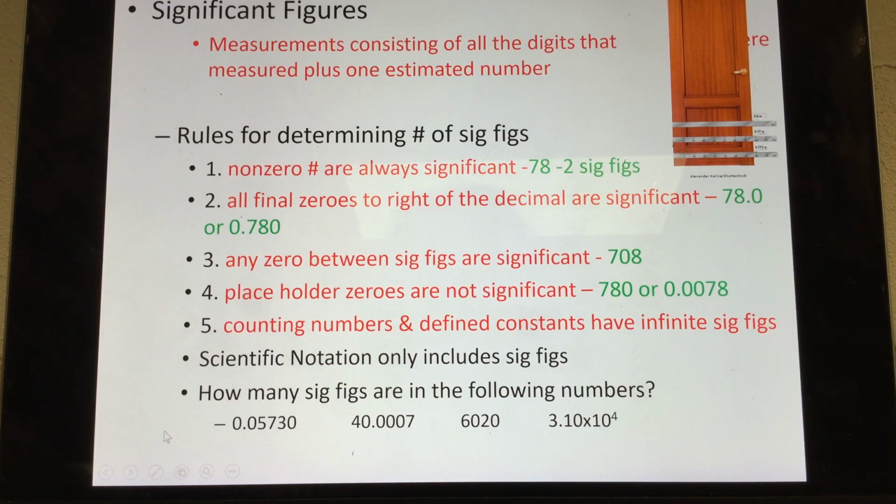So here, take a minute and count up how many sig figs each of these numbers have. So we have 0.05730, 40.0007, 6,020, and then 3.10 times 10 to the 4th.